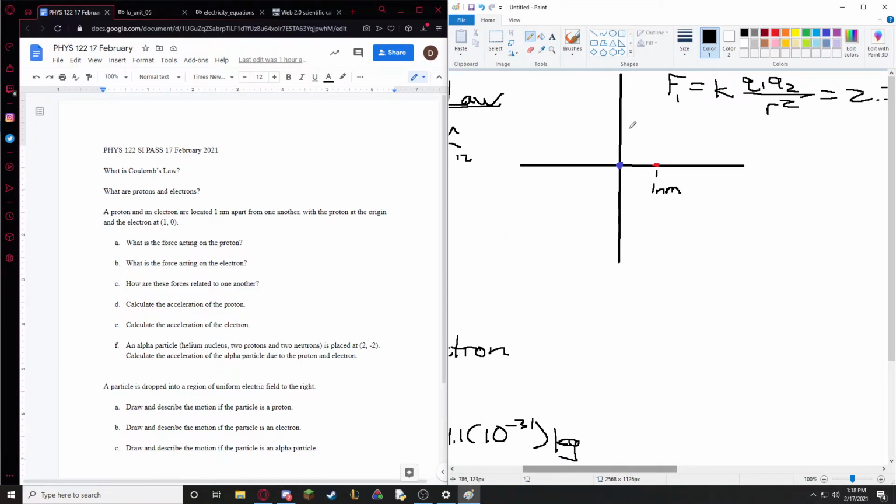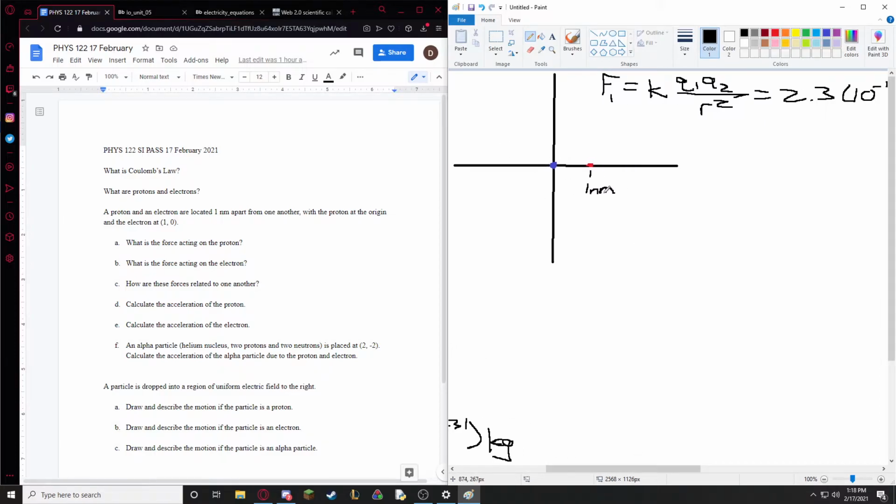So we have our proton here, and the force is coming onto the proton because of the electron. Now, what does that mean about the direction of the force?